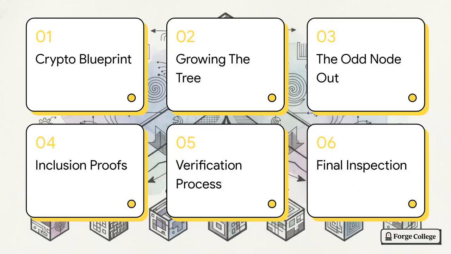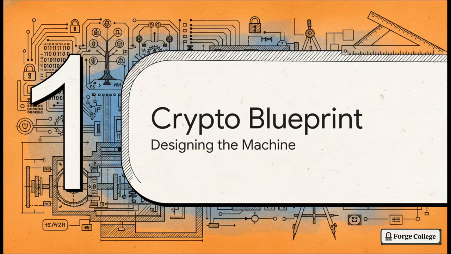We're going to kick things off with the cryptographic blueprint, then move into growing the Merkle tree. After that, we'll figure out what to do with the odd node out, tackle generating inclusion proofs, walk through the verification process, and finally, wrap it all up with a final inspection and review. All right, Section 1, the cryptographic blueprint.